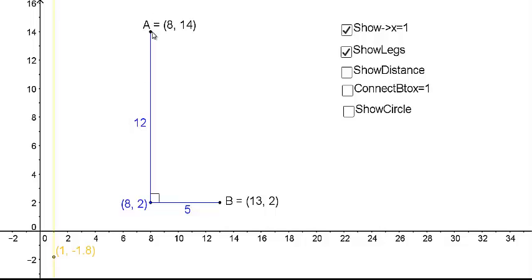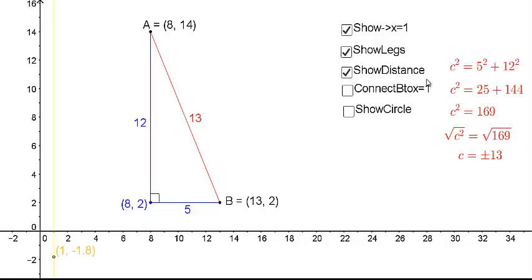Well, then I can calculate the distance between A and B using the Pythagorean Theorem. So I have 5 squared plus 12 squared equals c squared. Squaring both, I get 169. Take the square root of both sides, and I end up with plus or minus 13. For length, we are normally talking about positive values. You could have also done this using the distance formula, and it basically would give you the same idea. All right, so now I know the length is 13, so I really don't need those legs anymore.